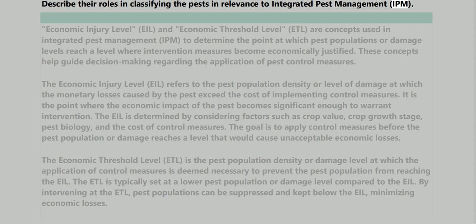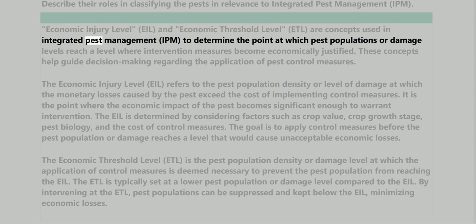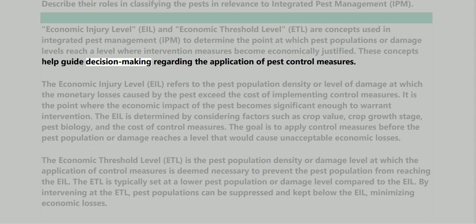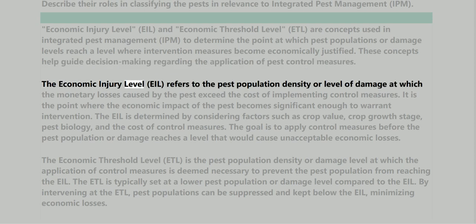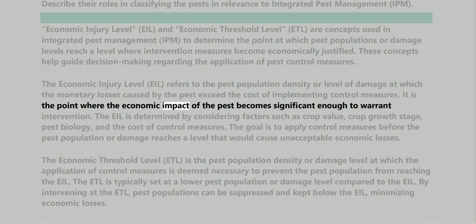Economic injury level, EIL, and economic threshold level, ETL, are concepts used in integrated pest management, IPM, to determine the point at which pest populations or damage levels reach a level where intervention measures become economically justified. These concepts help guide decision-making regarding the application of pest control measures. The economic injury level, EIL, refers to the pest population density or level of damage at which the monetary losses caused by the pest exceed the cost of implementing control measures. It is the point where the economic impact of the pest becomes significant enough to warrant intervention.